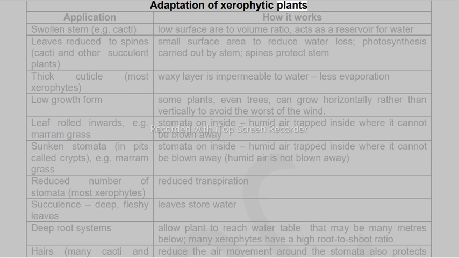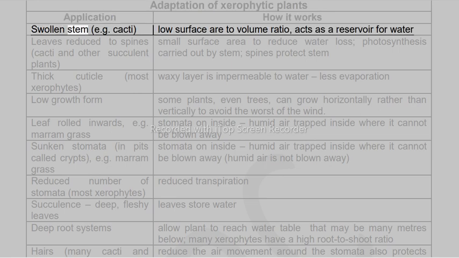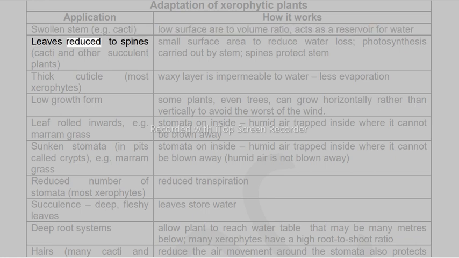Adaptation of xerophytic plants, application, how it works. Swollen stem, e.g. cacti: low surface to volume ratio, acts as a reservoir for water. Leaves reduced to spines, cacti and other succulent plants: small surface area to reduce water loss, photosynthesis carried out by stem, spines protect stem.